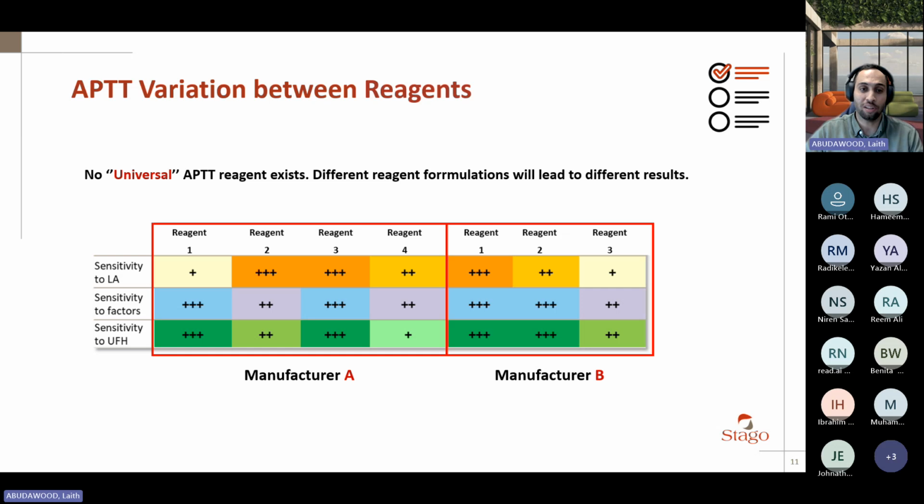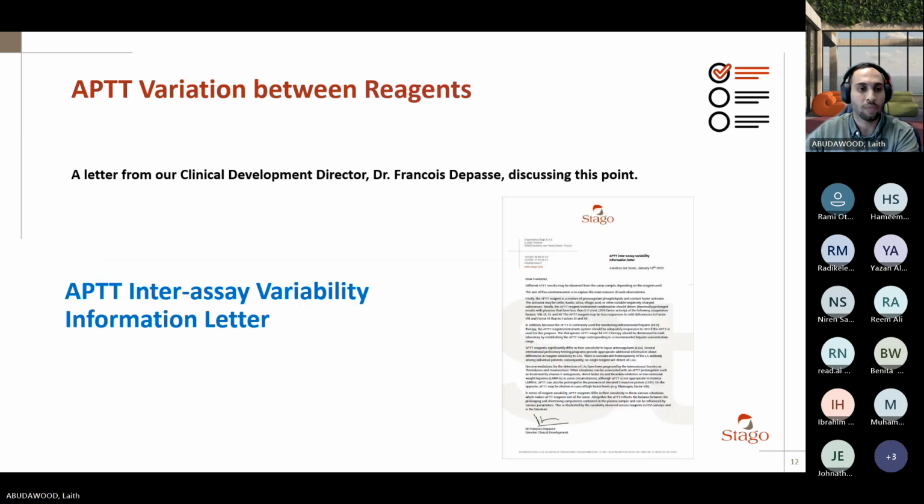And again, for APTT results, the biggest contributor for values is the reagent composition itself, much more than the methodology. Now, to further reinforce this point, and if you want evidence to present to the customer, they say, oh, we want a letter from Stago.